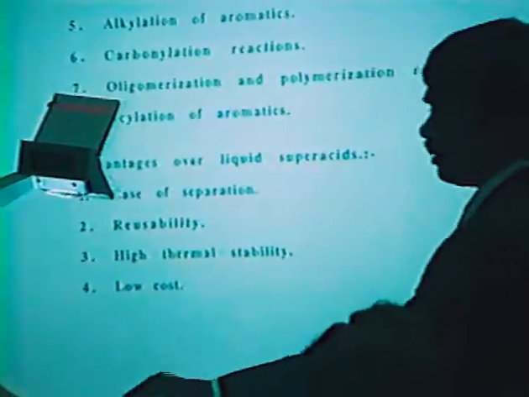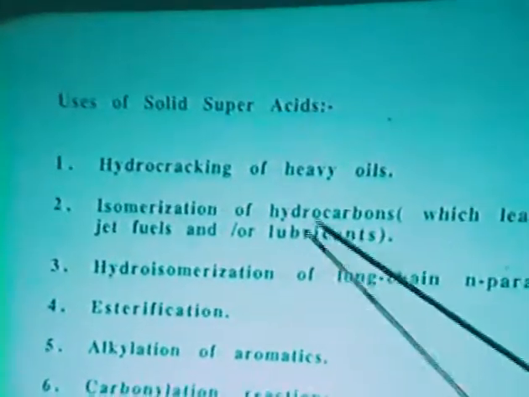What are the uses of these superacids? These solid superacid catalysts are very useful in industrial processes such as hydrocracking of heavy oils and isomerization of hydrocarbons, which leads to jet fuels and lubricants, and also hydroisomerization of long chain paraffins, esterification of various organic compounds, alkylation of aromatics, carbonylation reactions, and polymerization reactions, as well as acylation of aromatics.